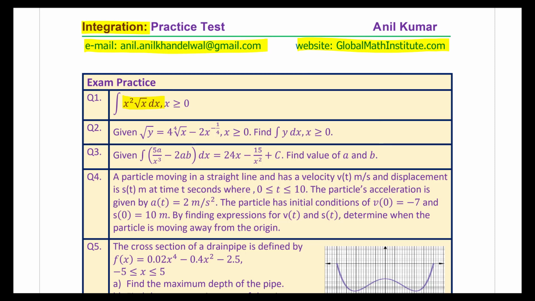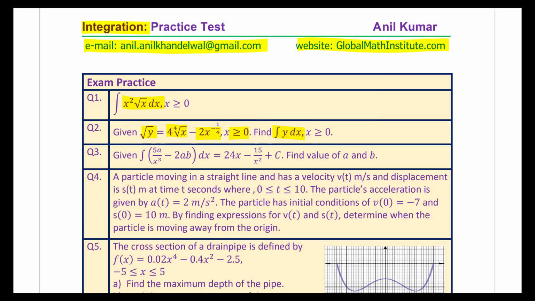Question number 2. Square root of y is equal to 4 times the 4th root of x minus 2 times x to the power of minus 1 over 4 when x is greater than or equal to 0. You need to find the integral of y dx.